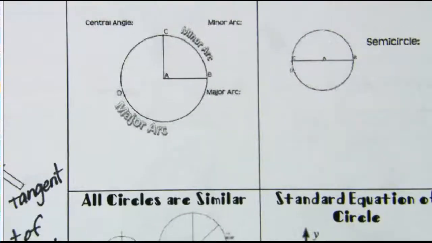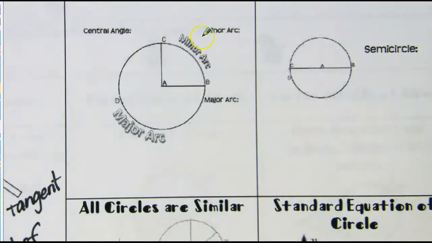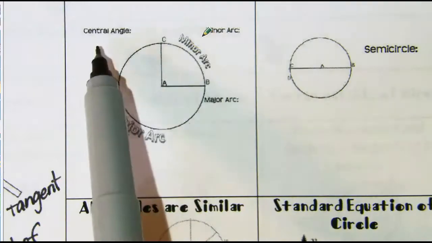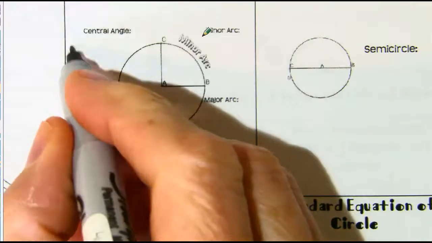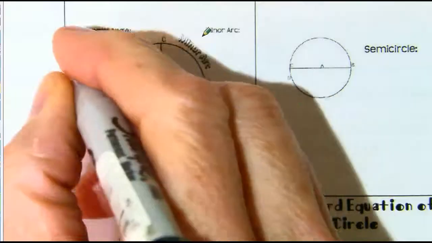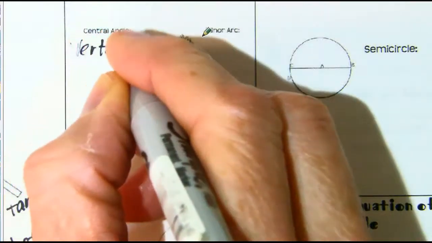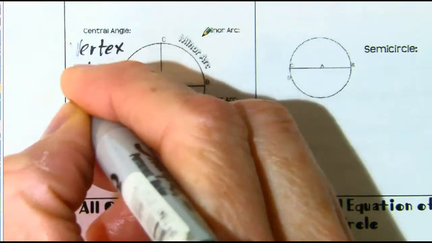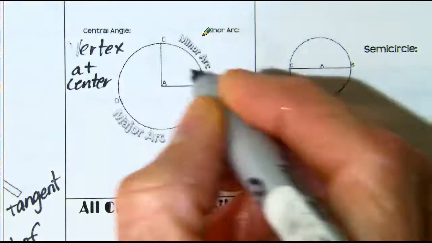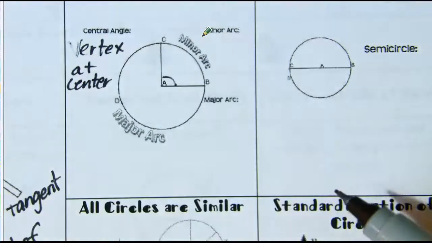More definitions. Okay, so we have a central angle. So what is a central angle? That is where the vertex is going to be at the center. So right here would be a central angle.